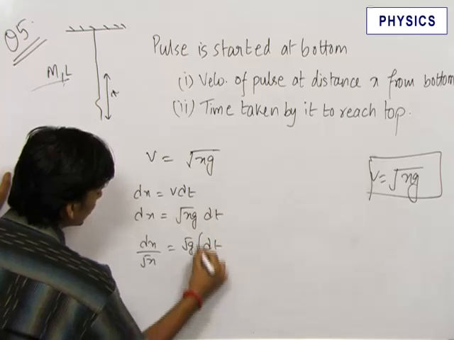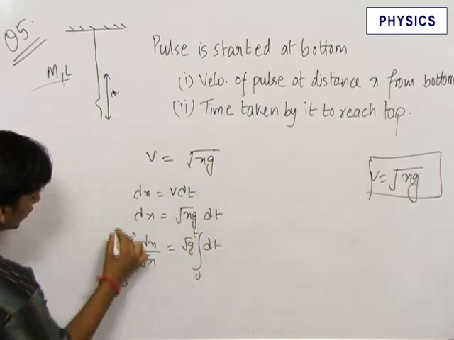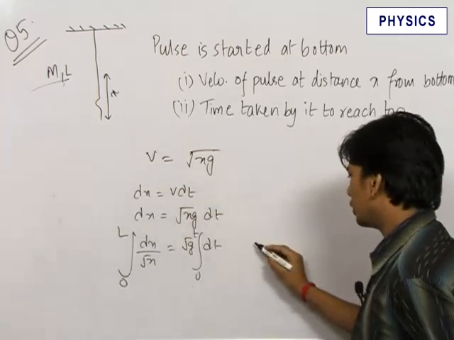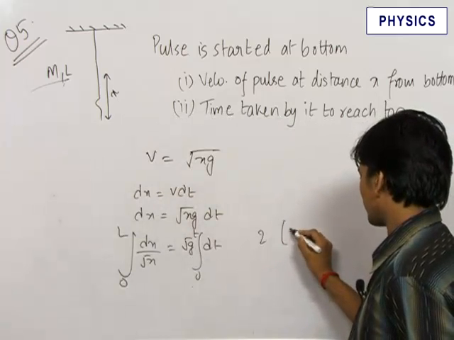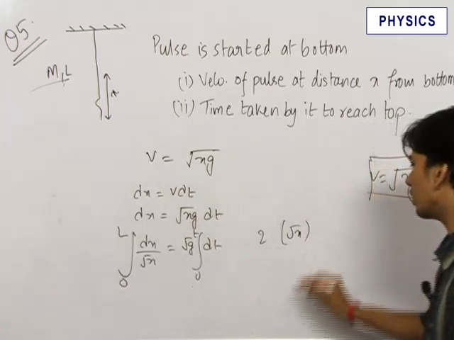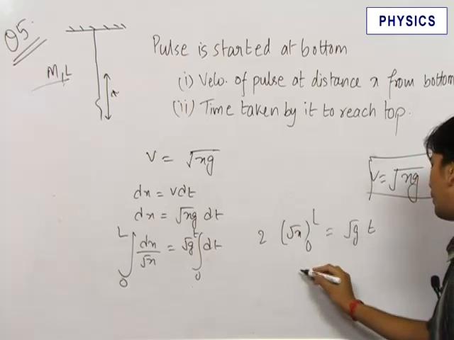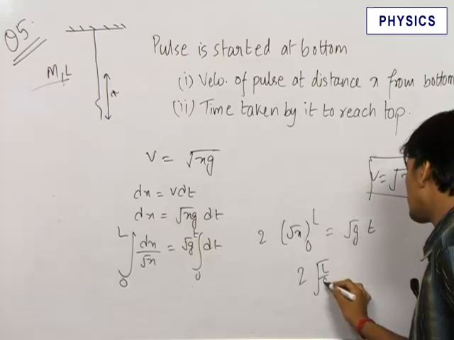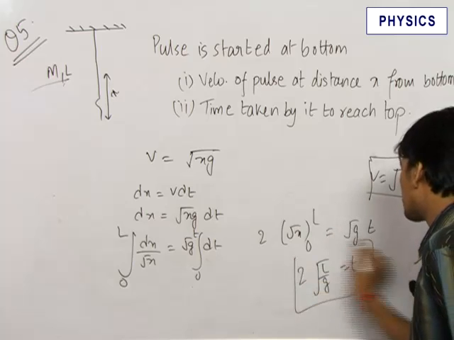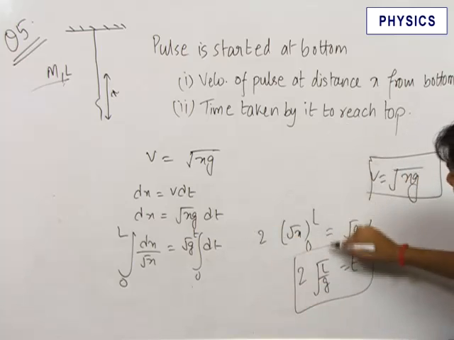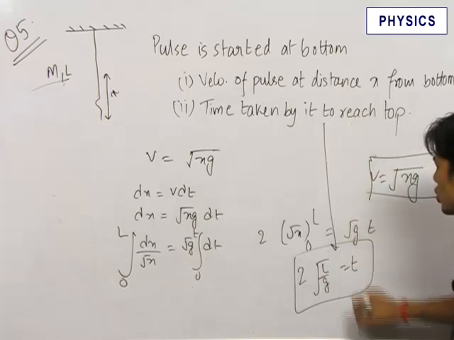We will integrate this from 0 to T, and we will integrate x from 0 to L to get 2 times root x from 0 to L is equal to root g into T. Therefore 2 root over L upon g is equal to the time taken by the pulse to reach the top. So we get the answer for the second part as 2 times root over L upon g.